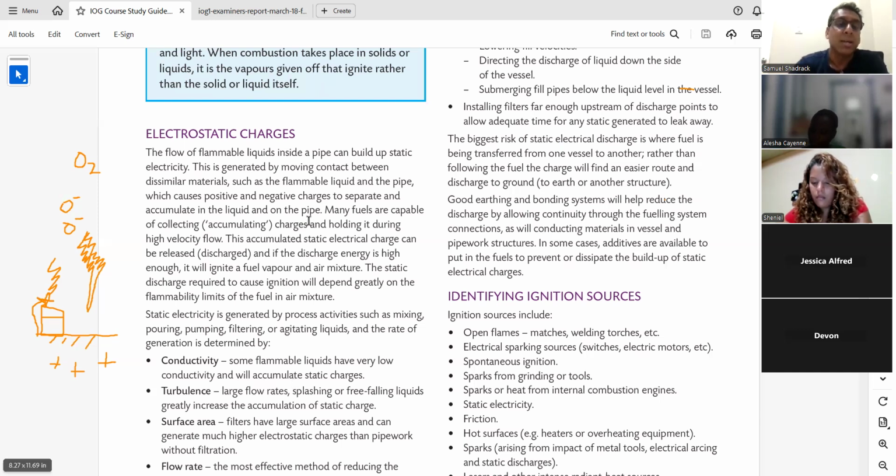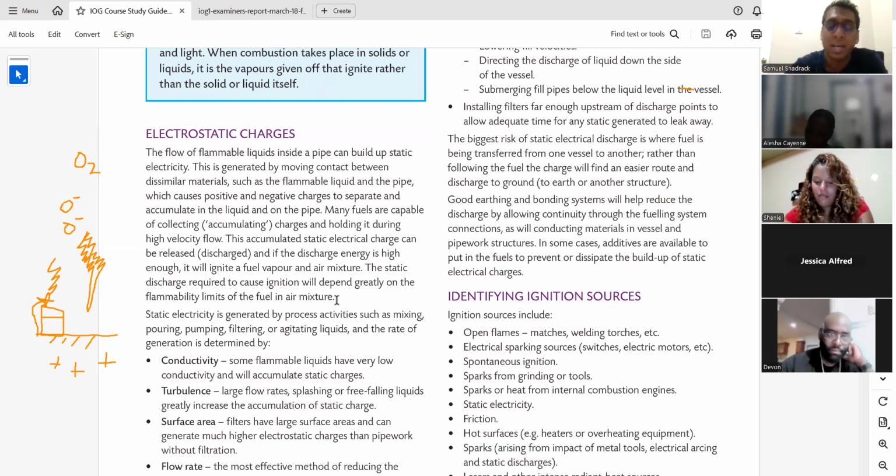The buildup of electrons on a worker's coverall may be enough to produce a spark. Now, that spark in normal air mightn't do anything, but in gasoline vapor enriched air it is enough to cause an explosion. Static electricity is generated by process activities such as mixing, pouring, pumping, filtering, or agitating liquids. The rate of generation is determined by conductivity and turbulence of whatever you're mixing.